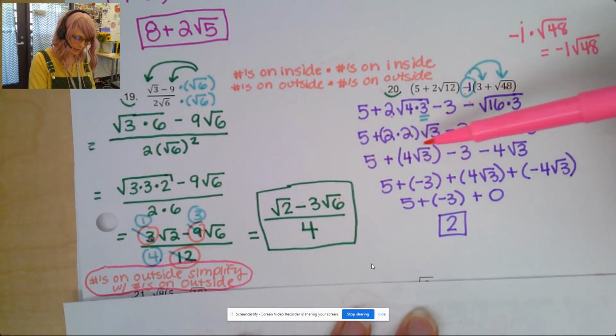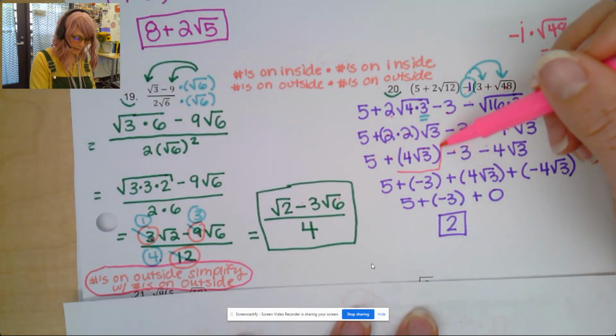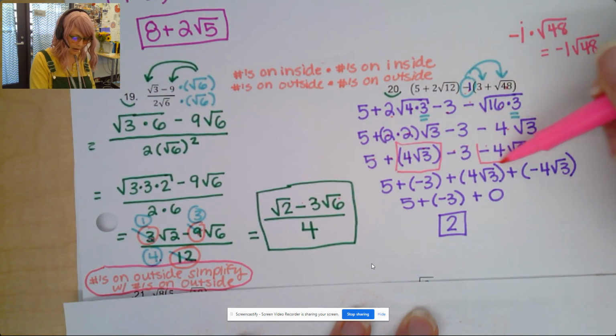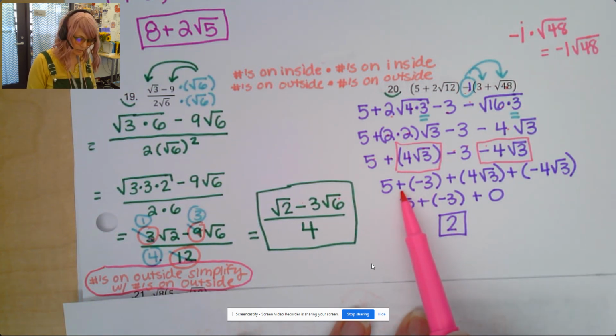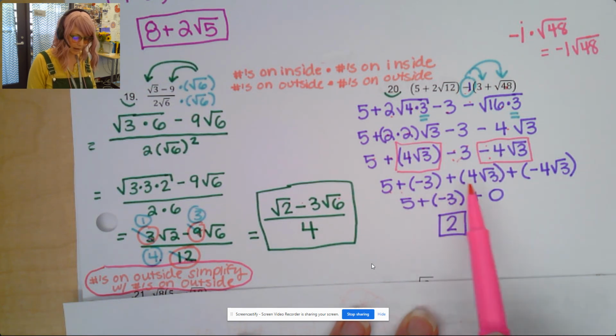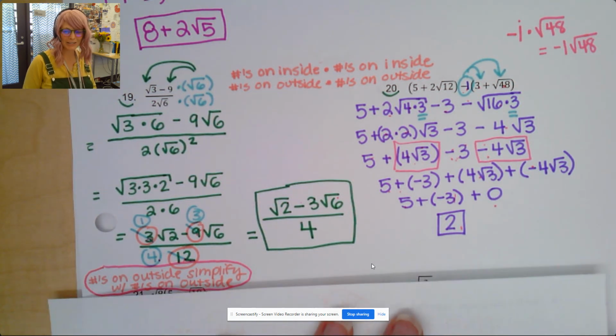So we have 5 plus 4 root 3 minus 3 minus 4 root 3. So what I said is I'm like, hey, commutative property of addition. All of these I can rewrite with addition, which helped me out with these negative signs. So 5 plus -3 plus 4 root 3 plus -4 root 3. Rewriting everything with addition really helps me see that, hey, these cancel out, they're opposites, and 5 plus -3 is +2. Nice job, mini mathematicians.